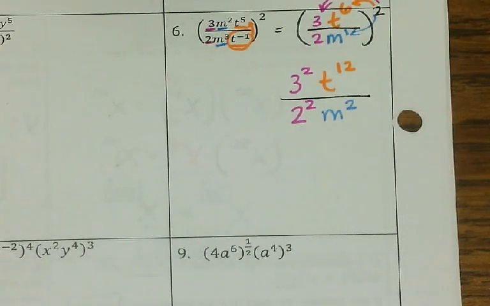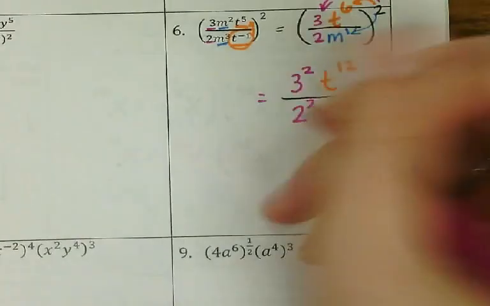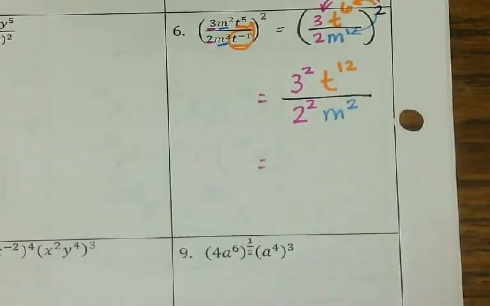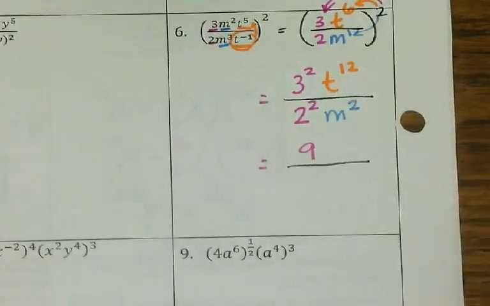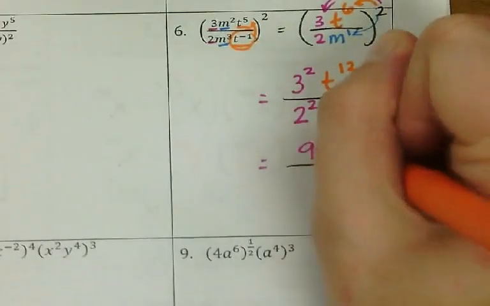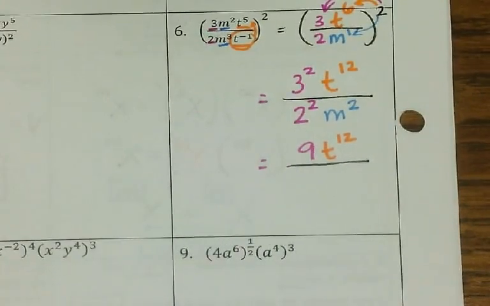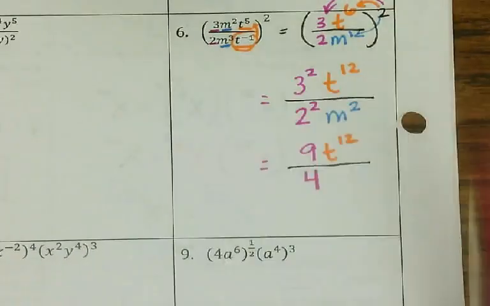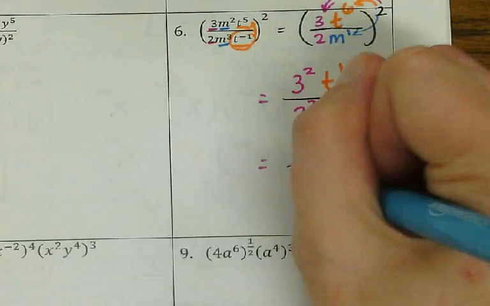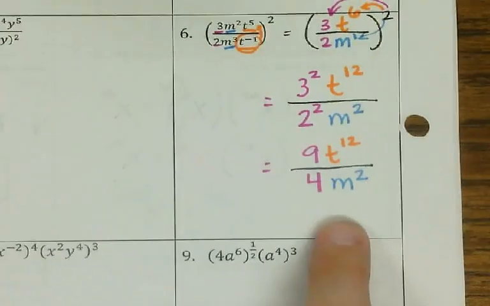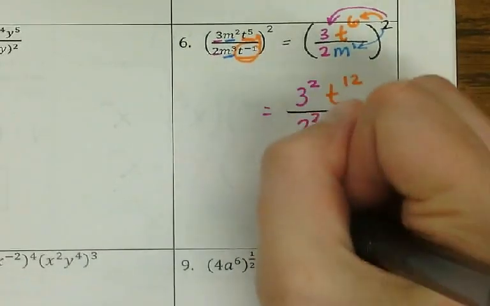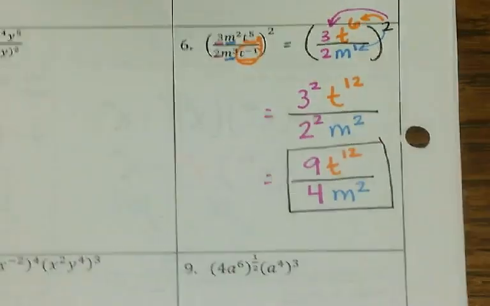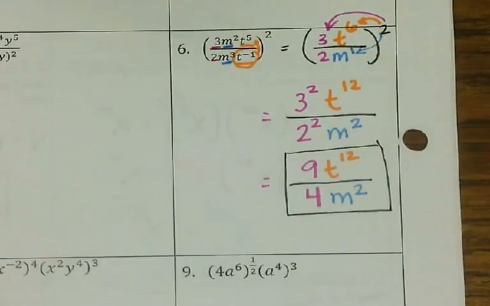And we're almost there. Now we just got to simplify our coefficients there. So, y'all, what is 3 squared? 9. It is not 6. It is not 3 times 2. It's 3 times 3. So that's 9t to the 12th over 4m squared. Are you guys comfortable with that? So that would be if we simplified our exponent. We simplified the fraction first.